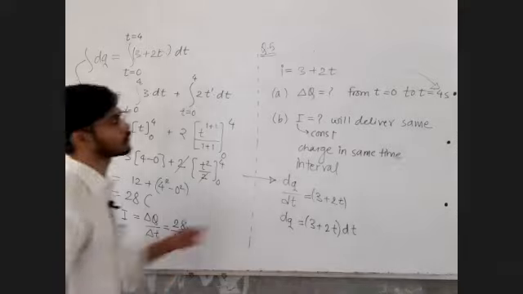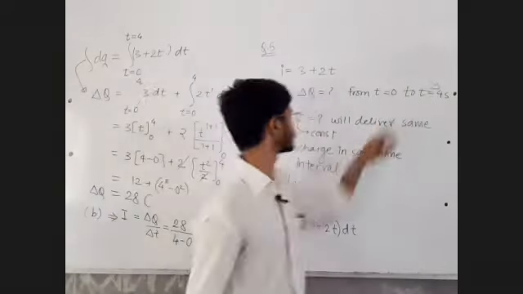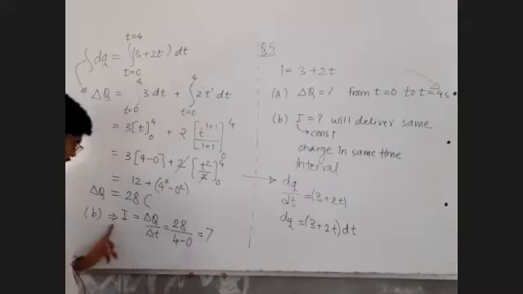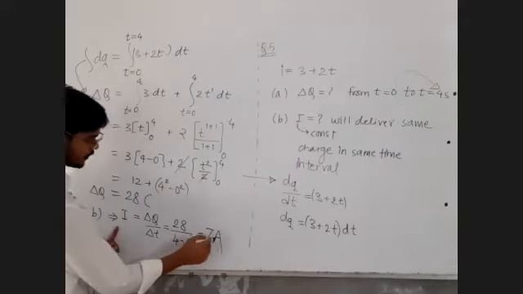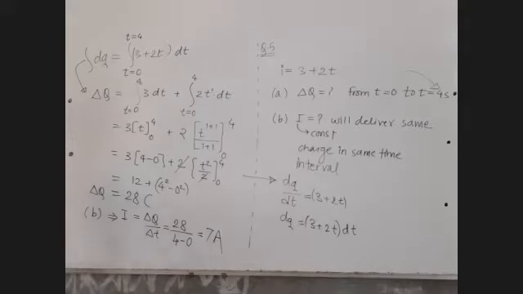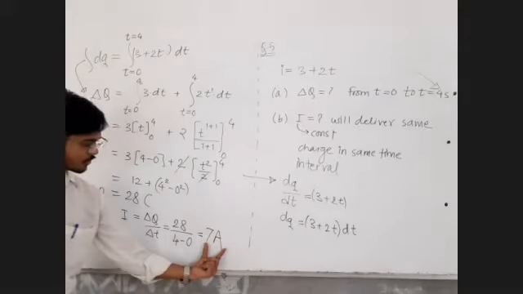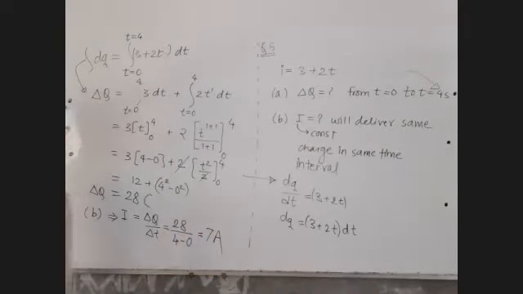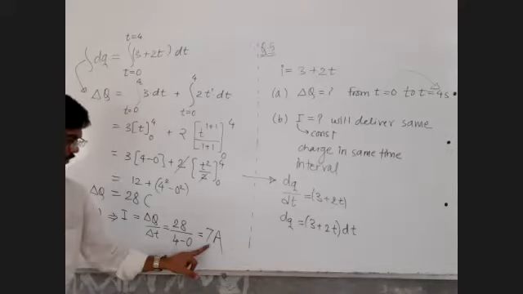The amount of the charge is 28 coulomb and the time interval will be 4 second minus 0 second. That's the time interval. So that will be equal to 7. It's a current, so I should write it as ampere. Reply to me in the chat box. 7 ampere constant current would have delivered 28 coulomb of charge in 4 seconds. The same charge could be delivered by 7 ampere constant current in 4 seconds.